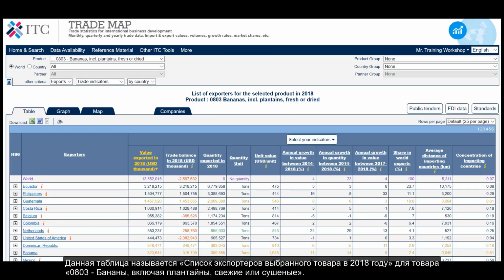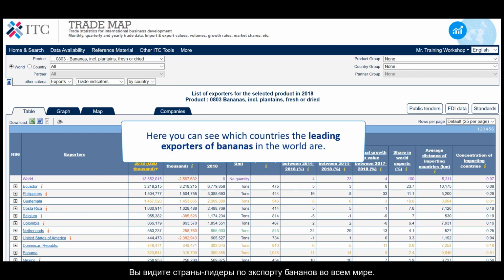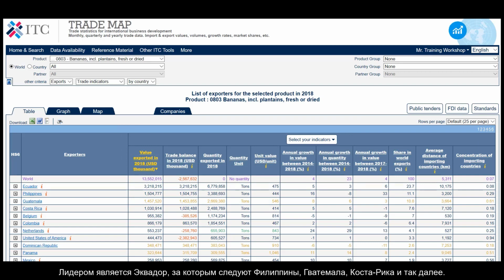This table is called List of Exporters for the selected product in 2018 for the product 0803 bananas, including plantains, fresh or dried. Here you can see which countries the leading exporters of bananas in the world are. You can identify Ecuador as the world leader, followed by the Philippines, Guatemala, Costa Rica, and so on.